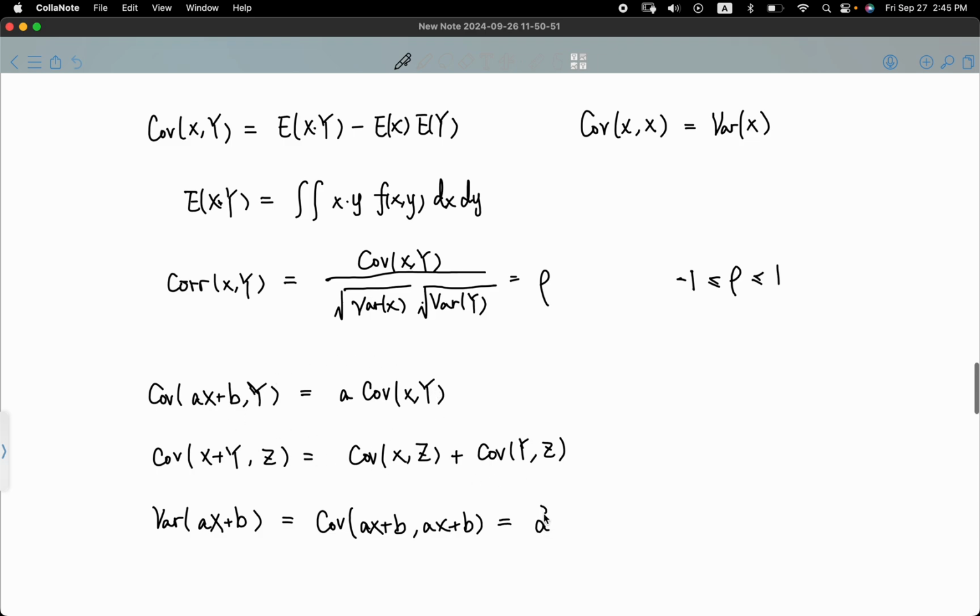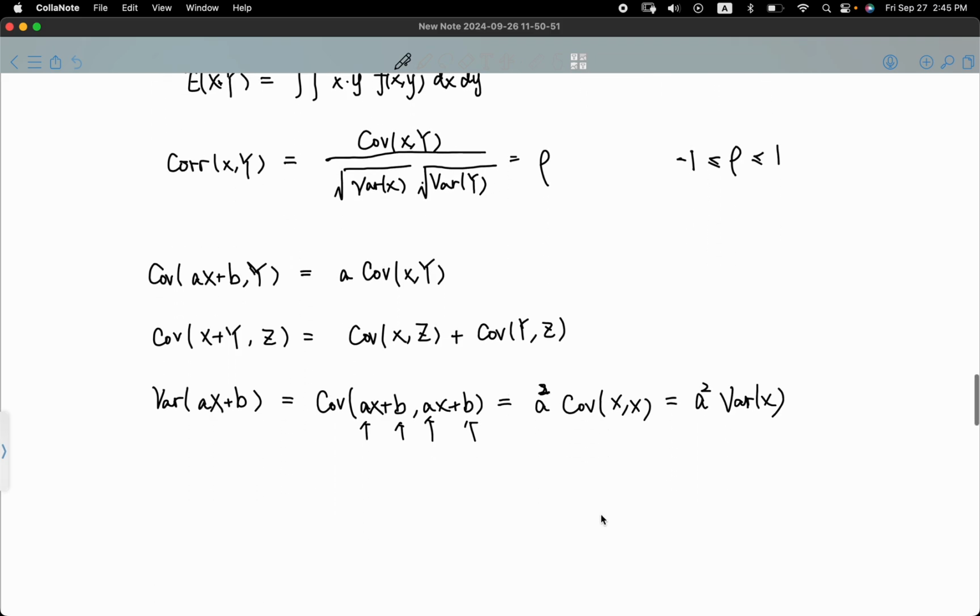So you will have two copies of a. For example, if you have ax and by, you will have ab times the covariance of x and y. You have one scalar here and one scalar here, and you end up with two copies of them. So you have a squared and then the covariance of x and x, and this is just a squared times the variance of x. And again, the constant term is not going to affect your variance. So you have this equality as well.